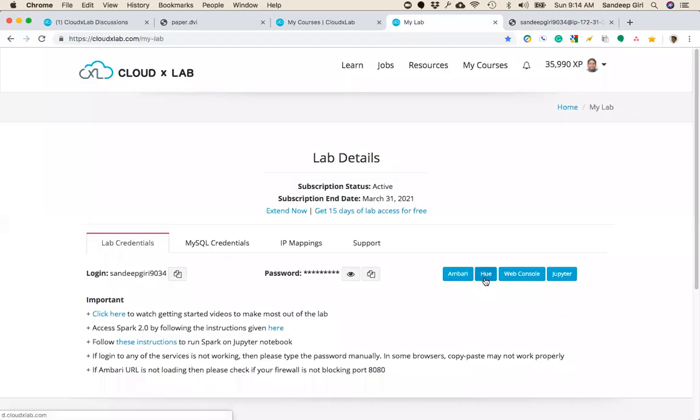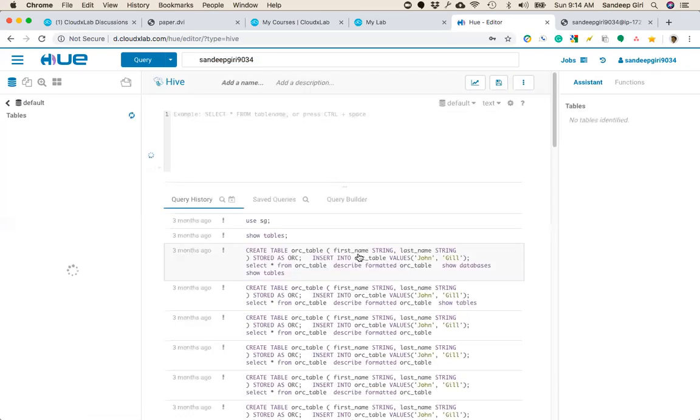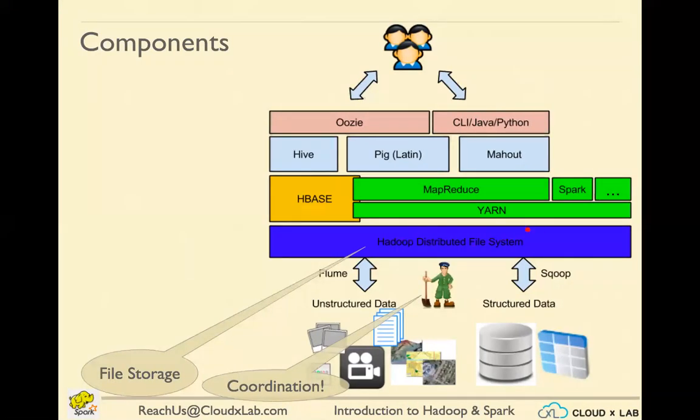For example, here, I can just show you. If you go into Hue, Hue is the component from Cloudera. What we've done is we have taken the best of both worlds. We've taken from Hortonworks and we've taken from Cloudera and merged them together and created CloudX Lab. In CloudX Lab, you'll get Ambari as well as Hue, both the components, one from Hortonworks and one from Cloudera. And I'm going to talk about the Hadoop distributed file system.